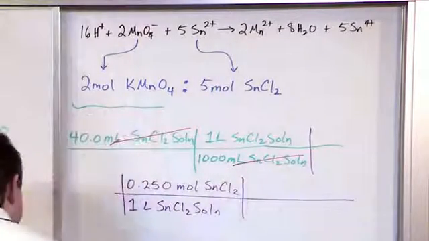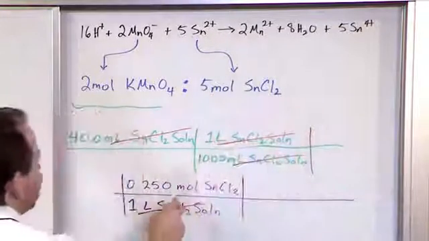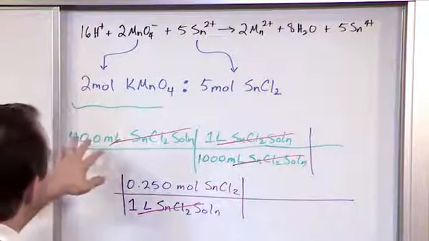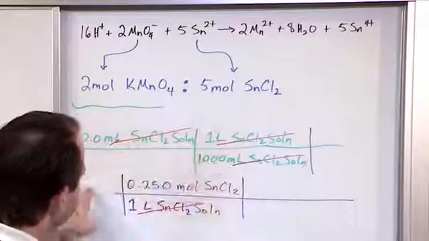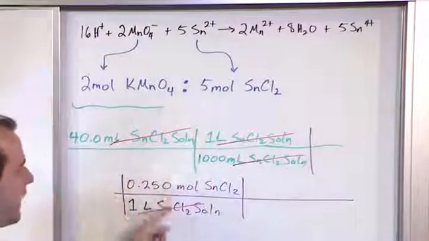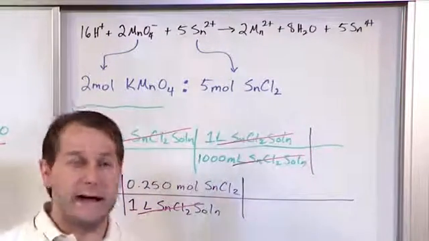Now, if I stopped here and just did the calculation, then what I've calculated is how many moles of tin chloride I actually begin with, because I'm told I have 40 milliliters. I do all of this stuff, and now I know that in those 40 milliliters I start with, I have calculated how many moles of tin chloride, the actual substance, I actually have.